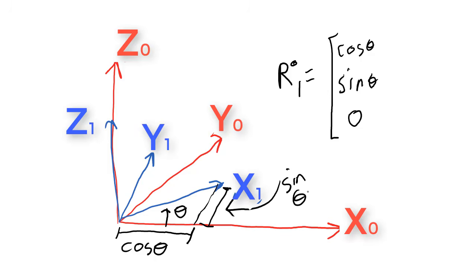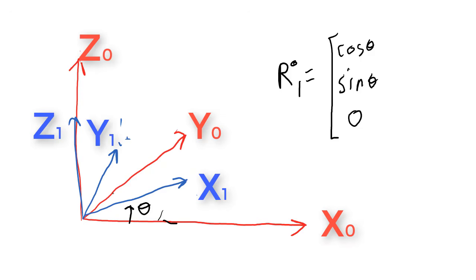Next, let's look at the y1 axis. First, note that this angle here is also theta. We can use that information to figure out the projection of y1 on the 0 frame. The sine of theta is equal to the opposite side over the hypotenuse. The opposite side is the projection on the x0 axis. But notice that this is in the negative direction. The projection of y1 on x0 is negative.